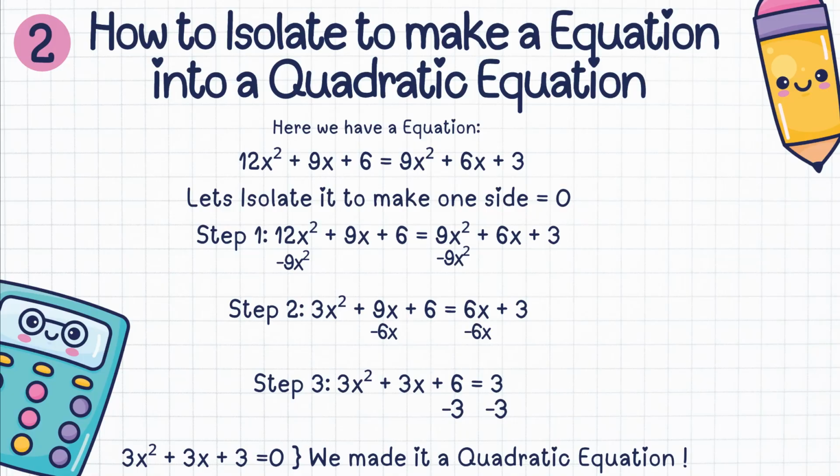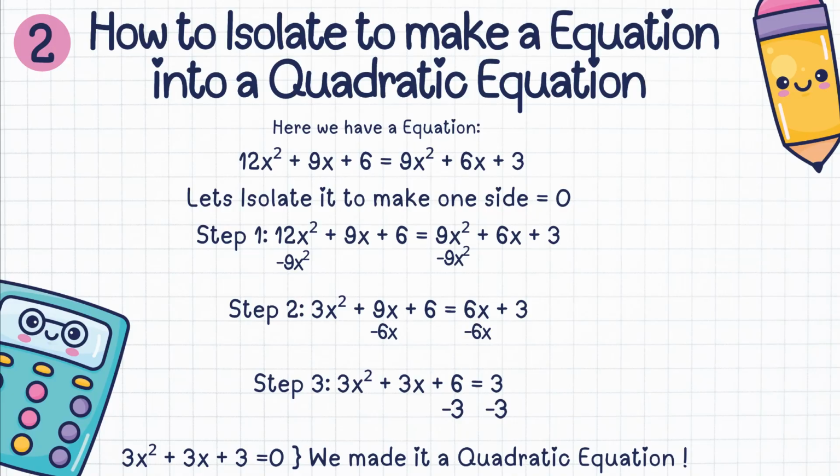So step 1, we have to subtract 9x squared from both sides. So we get 3x squared plus 9x plus 6 equals 6x plus 3. Now we subtract 6x from both sides to get 3x squared plus 3x plus 6 equals 3. Now we subtract 3 from both sides to get 3x squared plus 3x plus 3 equals 0.